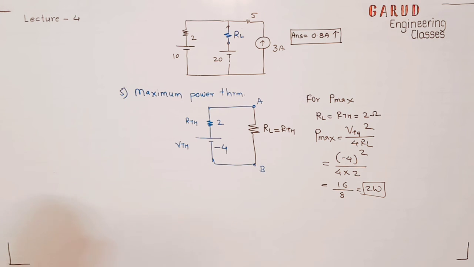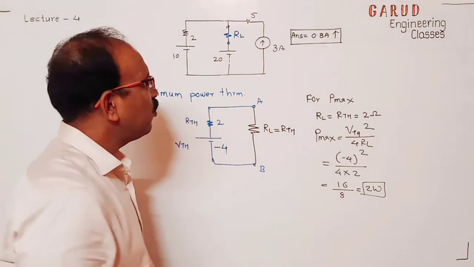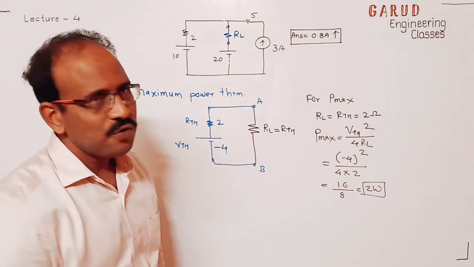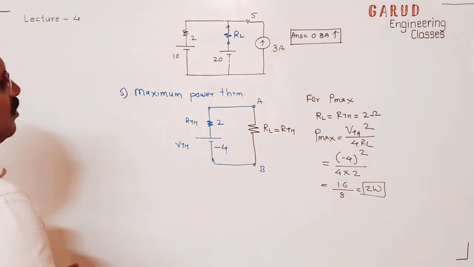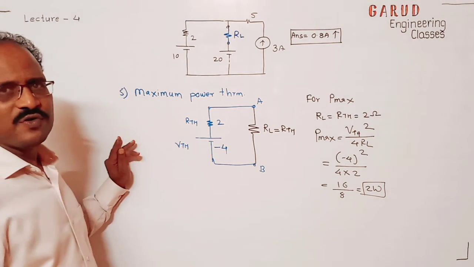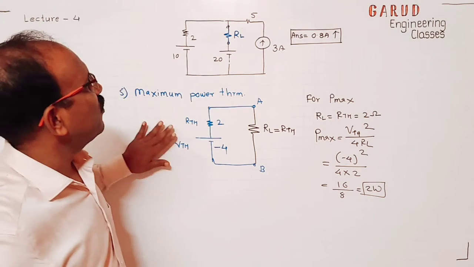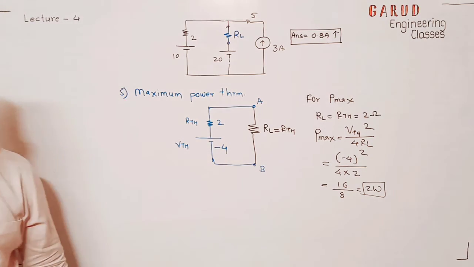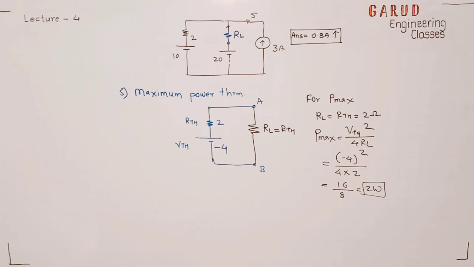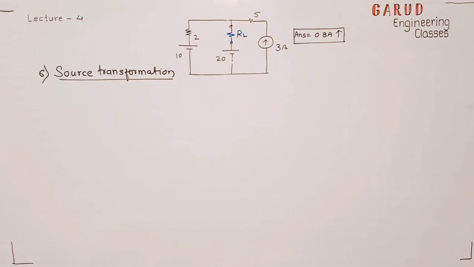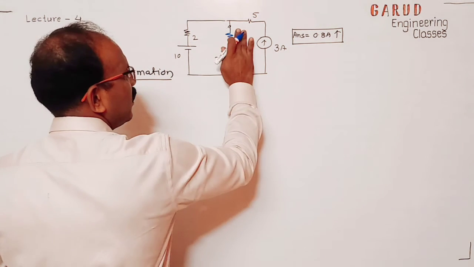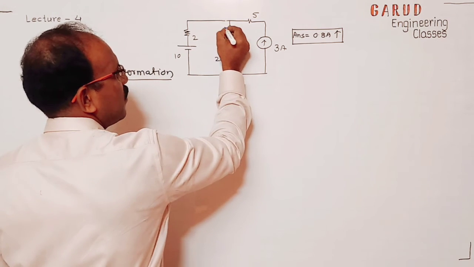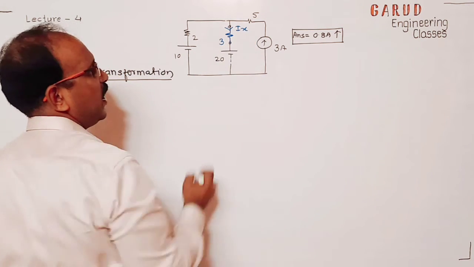So this is the revision of all theorems, and actually one more part is left, that is source transformation. Using source transformation also we can find the same answer. So next, the last one is the source transformation method. Using this method, I will tell you how to find the value of Ix. In the problem itself, this was 3 ohm and they wanted to know Ix.